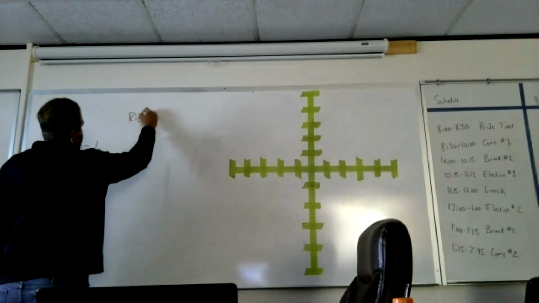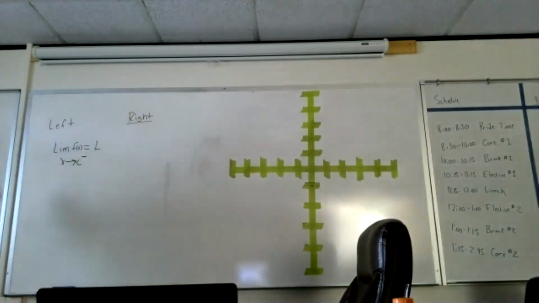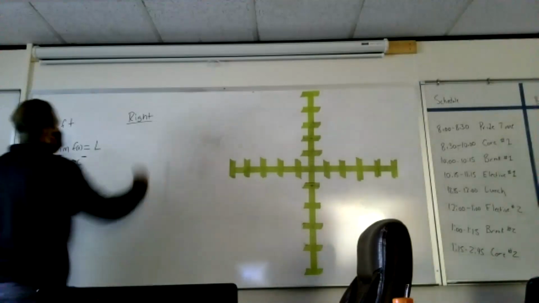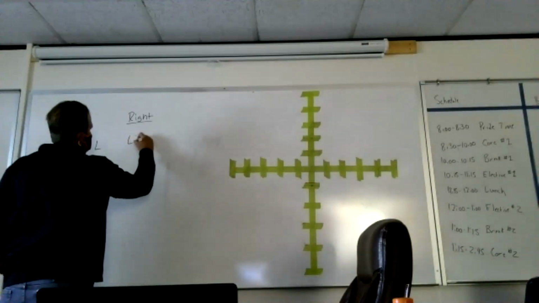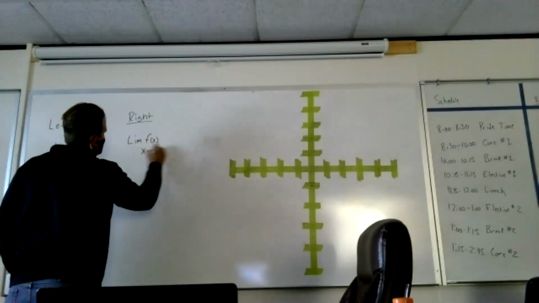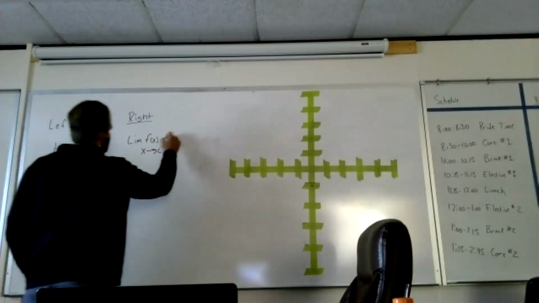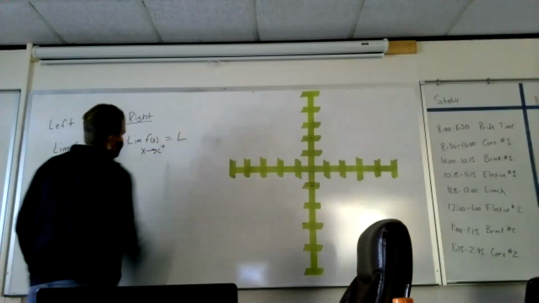As we're approaching from the right, okay, the negative, because the negative x coordinates are on the left side of the graph, we're approaching from the left side. And then the right is the limit of f of x as x approaches c, positive, with a little plus sign, is equal to L.